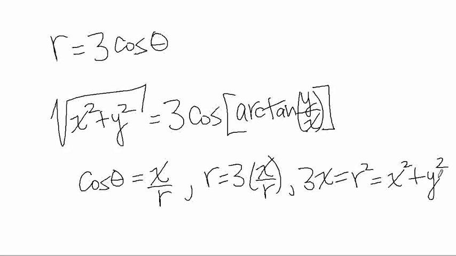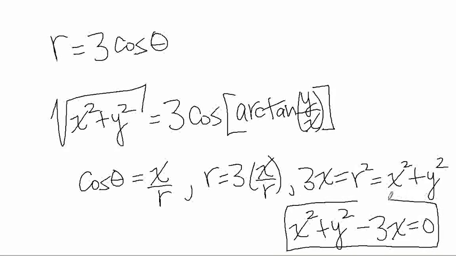Okay? And so the best I can do is x squared plus y squared, and if I subtract 3x from both sides, I get that. Okay? So that's the equivalent equation with respect to rectangular coordinates, as nice as I can make it. Okay? What about if I had an equation in rectangular coordinates? Can I convert it to polar coordinates? Let's start with x squared plus y squared equals 1.